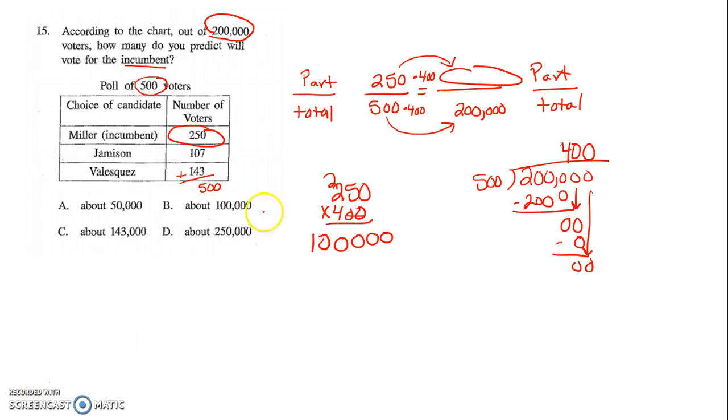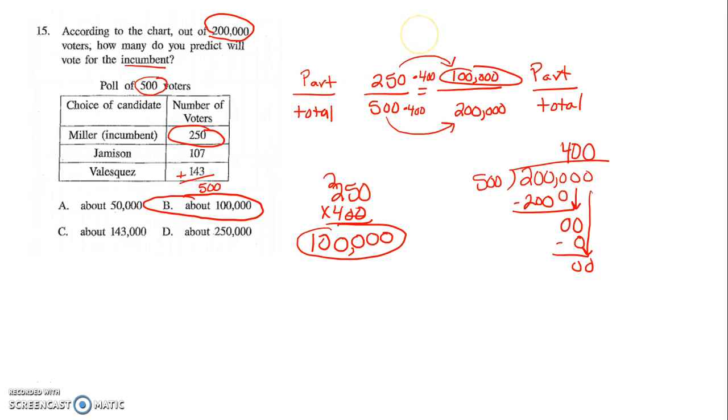So when we multiply those, we come up with 100,000. So 100,000 out of 200,000 should vote for the incumbent. And I knew that right off the bat because 250 is half of 500. Therefore, if I take half of 200,000, I get 100,000. So I would have been able to think that through. And maybe that's how you went about it also.